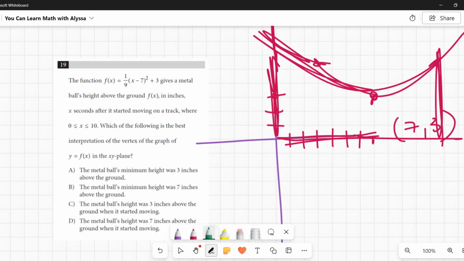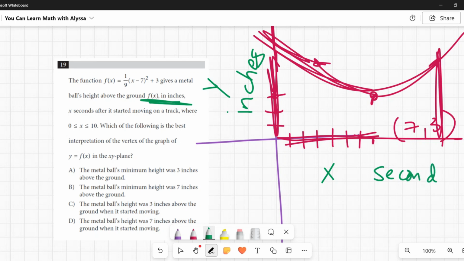And we are told, actually, just to make sure, the ball's height in inches, so this is inches over here. My y is inches, and x is seconds. So my x over here is seconds. So that applies also to the coordinates. This is 7 seconds, 3 inches. So let's look at our options. What does this, at 7 seconds, it's at 3 inches, mean? Which of the following is the best interpretation of the vertex?